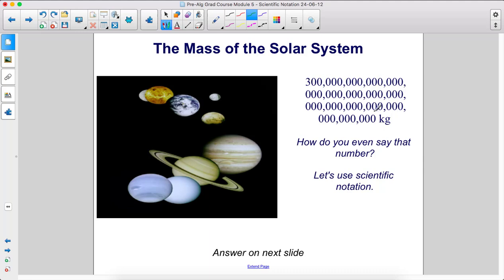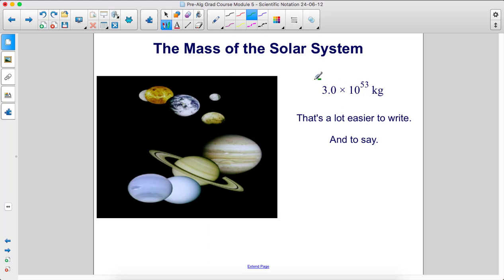This giant number here is the mass of our solar system. How do we even say this number? Let's use scientific notation. Rewritten in scientific notation, we have 3.0 times 10 to the 53rd kilograms. That is a lot easier to write and say.